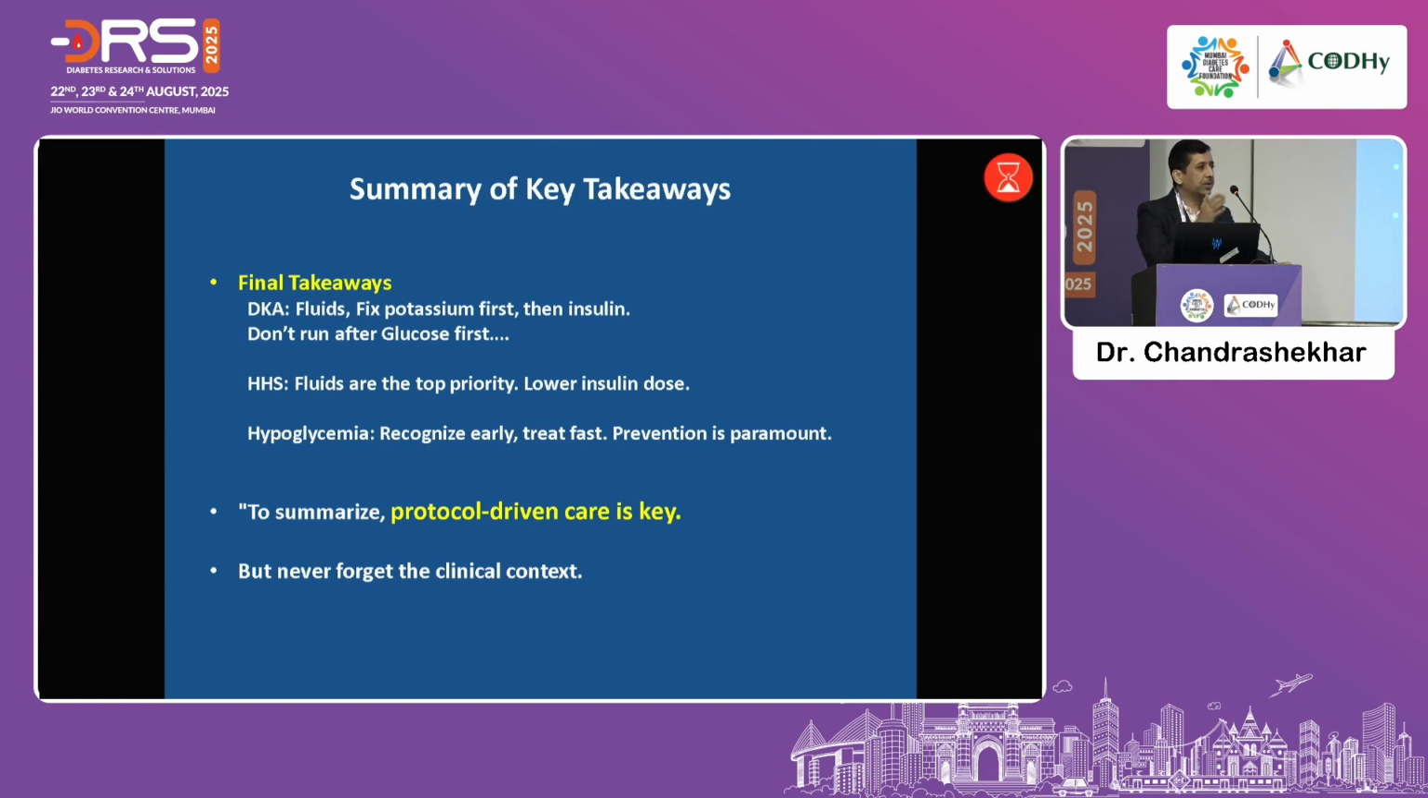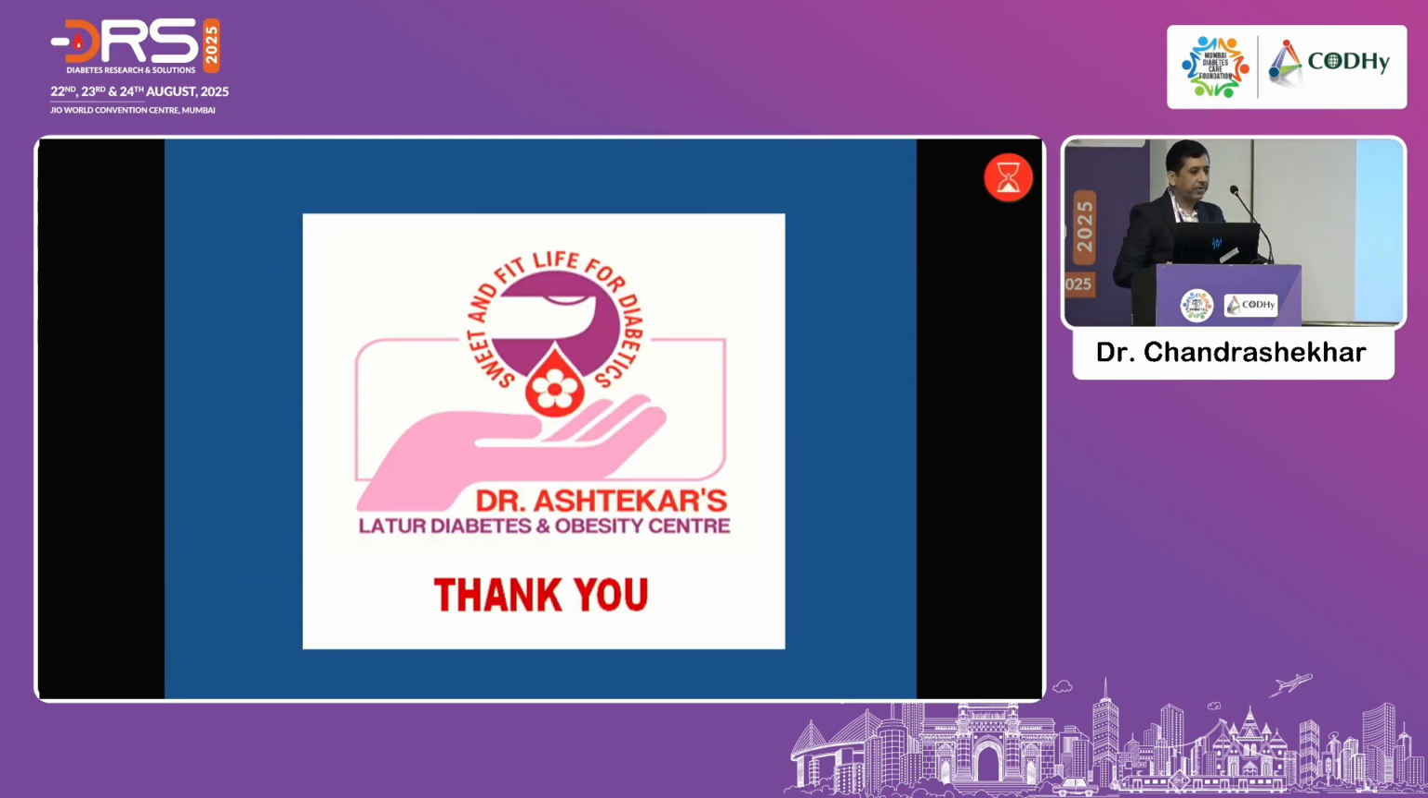The first sample, then monitoring 4-hourly, 8-hourly, 12-hourly. Ideally, one should be able to resolve DKA within 24 to 48 hours, because insulin has an action that causes more potassium losses. Our aim is to cut short the transition from IV insulin to subcutaneous insulin as early as possible. So that should be our motive, and a protocol-driven system is the key. But never forget the clinical context. Thank you so much for your patient listening.